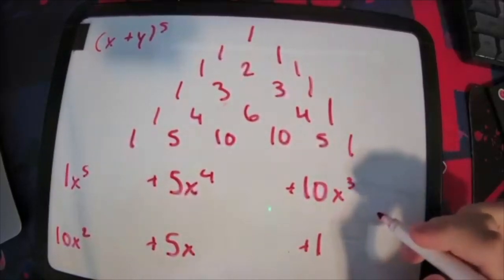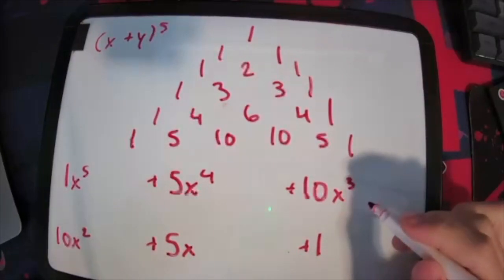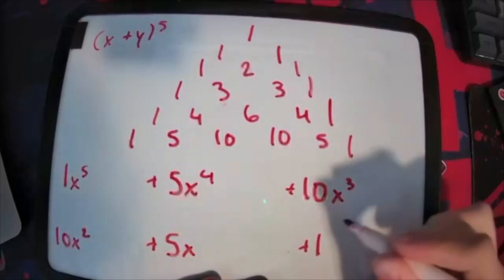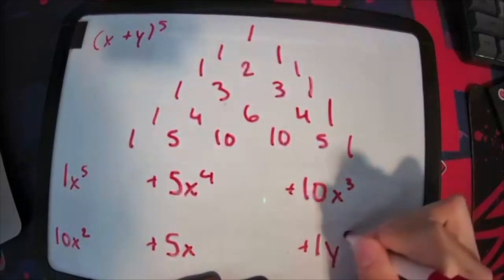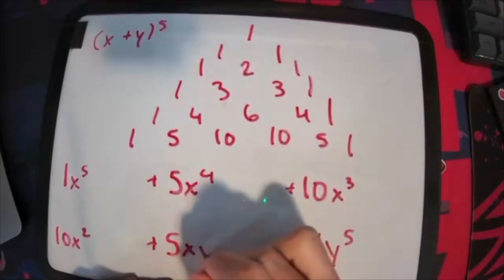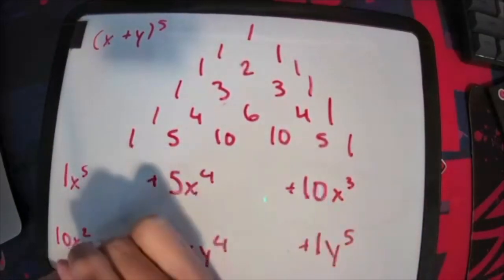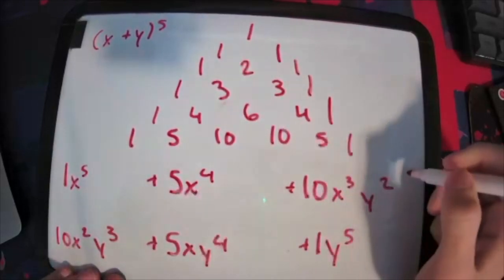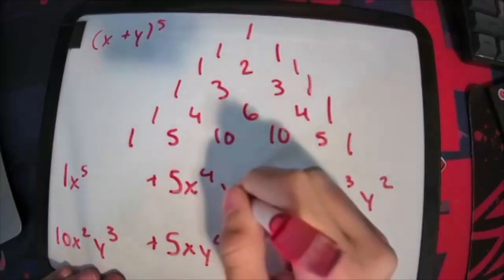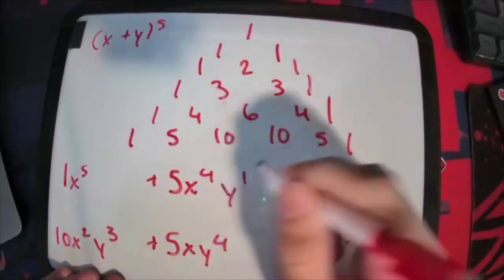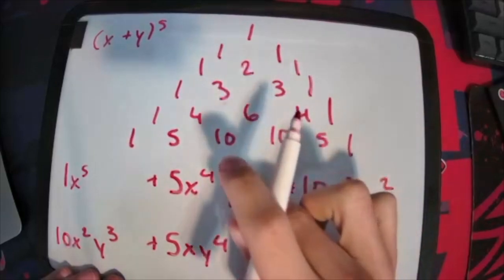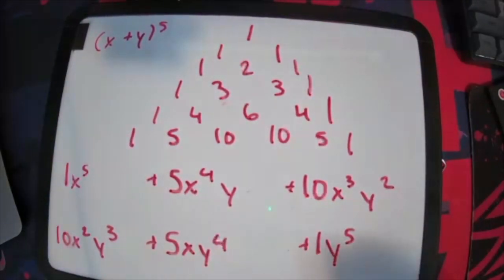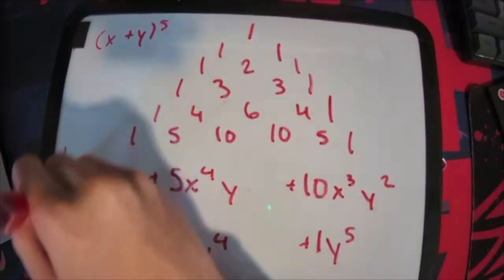Now, going from right to left, we have to do the same thing for the y variable, but this time, like I said, we have to descend from right to left. So we have y to the fifth, y to the fourth, y to the third, y to the second, y to the first, but that's redundant, so we can just erase that. The y to the 0, which is just 1, so we don't write anything there. That is our final answer.